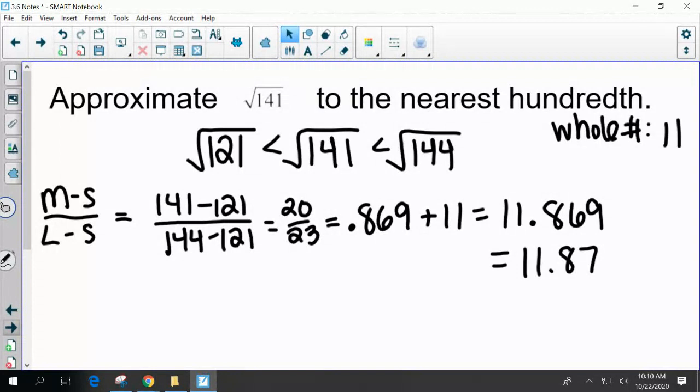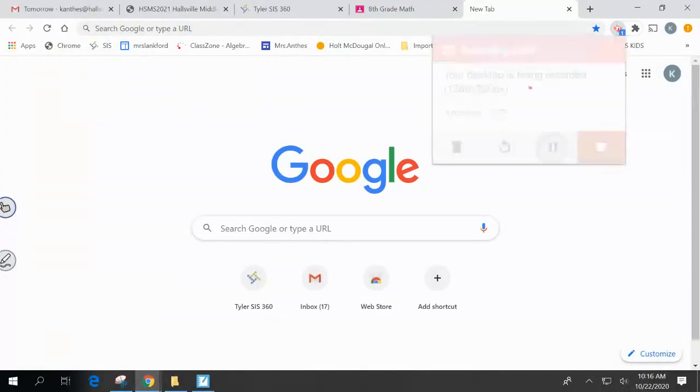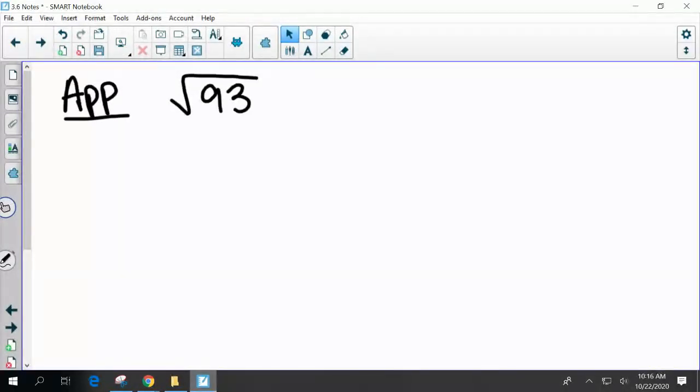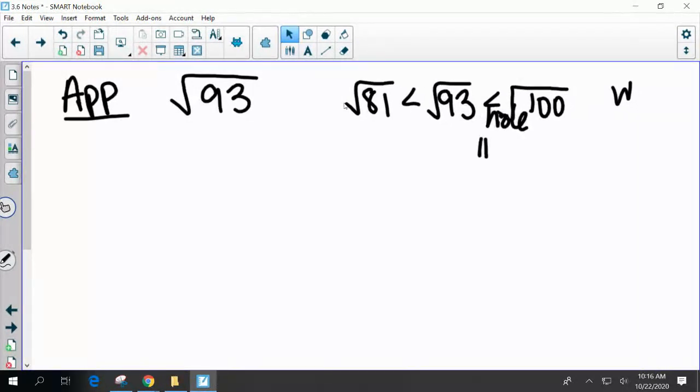Okay, so I'm going to give you one more of these to try on your own. So you're going to approximate, again, the square root of 93, and you're going to round to the nearest hundredth. Okay, so I want you to pause your video and try to work through this problem. Okay, so the square root of 93 falls between 81, so the square root of 81 is less than the square root of 93, which is less than the square root of 100. So my whole number is going to be 9.